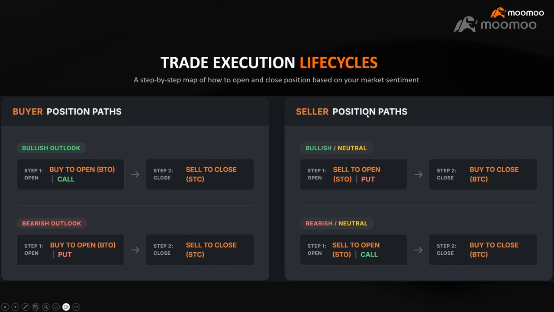But if you are in the seller position, and you are bullish or neutral, expecting sideways, it won't go above or below your strike price, then you sell to open the put and then buy to close. Sell to open, buy to close the put option if you are bullish and neutral. But if you are bearish and neutral, then you sell to open the call option and then buy to close if you already have a profit.